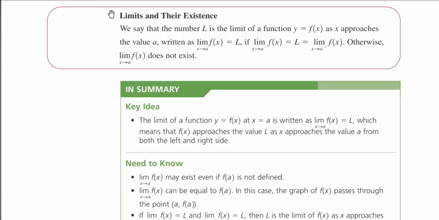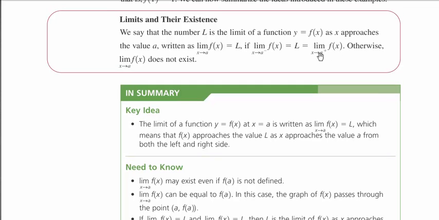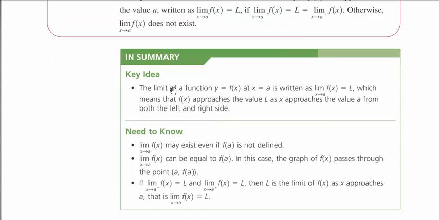Now, just repeating the same things with a little bit more mathy speak. We say that the number L is the limit of the function as x approaches the value a. So this is, again, how it's written. The limit of f at x as x approaches a is L if the limit as x approaches a from the negative side, from the left, is L, and the limit as we approach from the right-hand side, from the positive side, is also L. Otherwise, it doesn't exist. So again, the two limits must be the same to say that the limit overall exists.